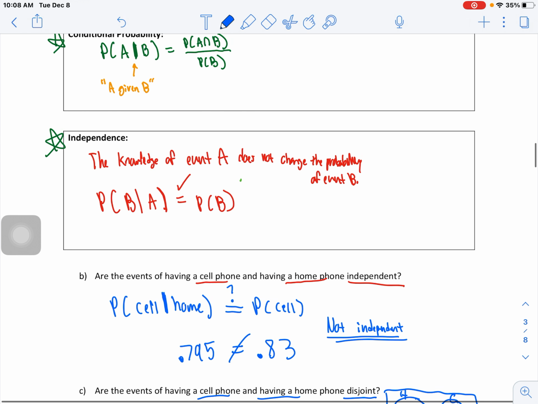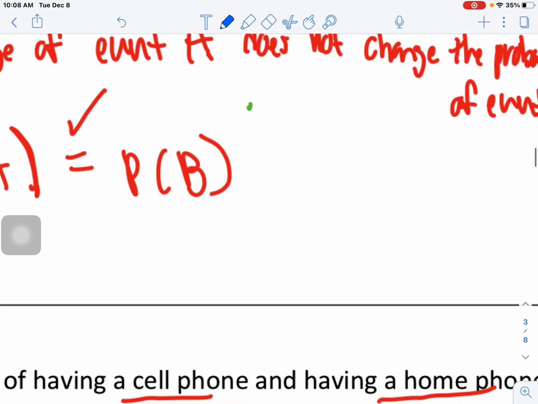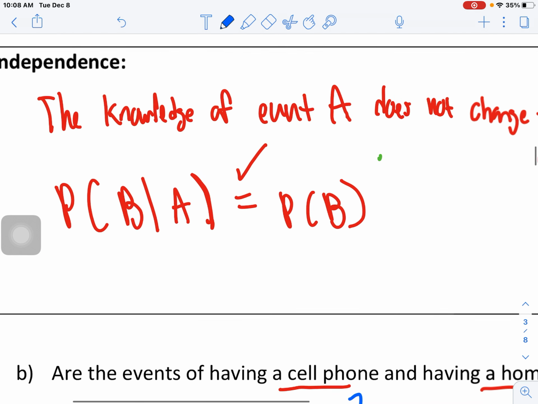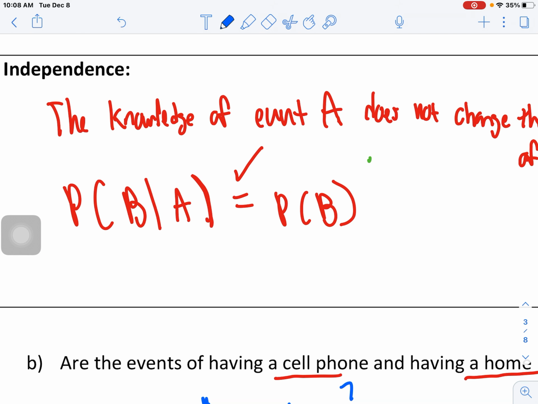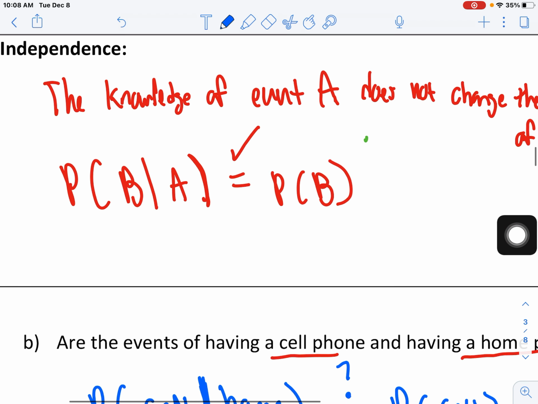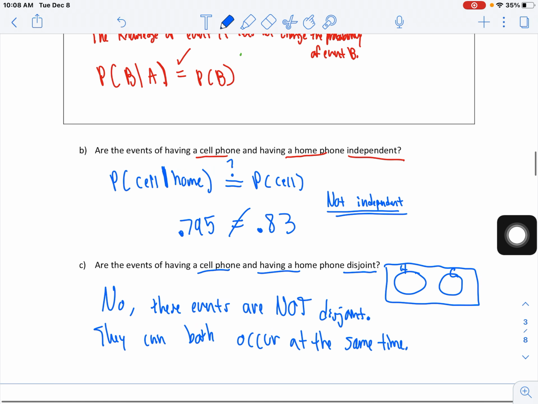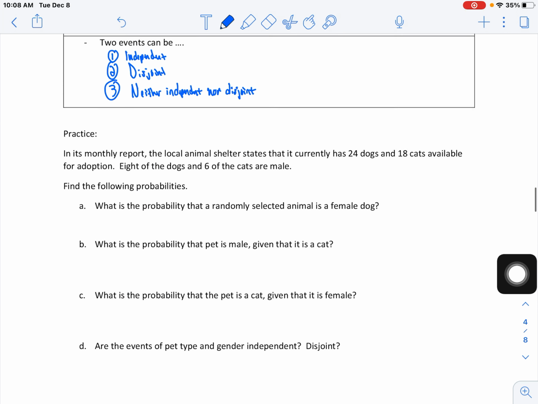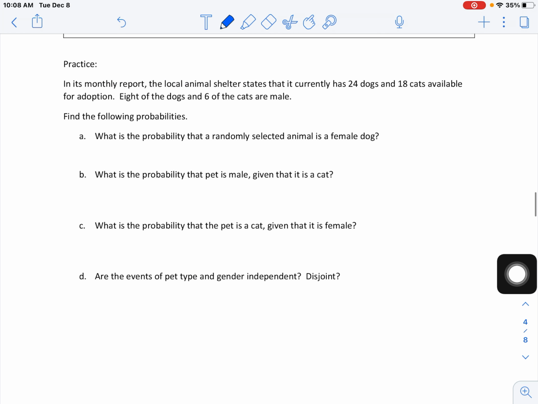Independence, you should know that one event should not affect the other event. The probability of that event should be the same as that event happening given that another event happened. This is how we know that they're independent. And we saw the example with the cell phone here. These two events were not the same. Okay. So practice for this one.